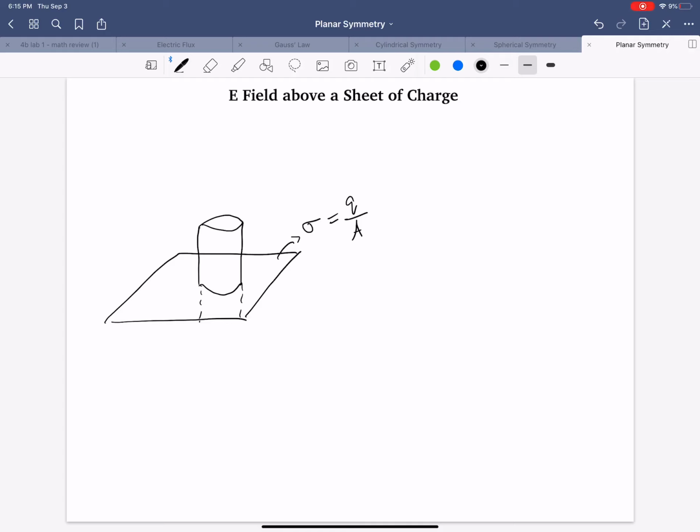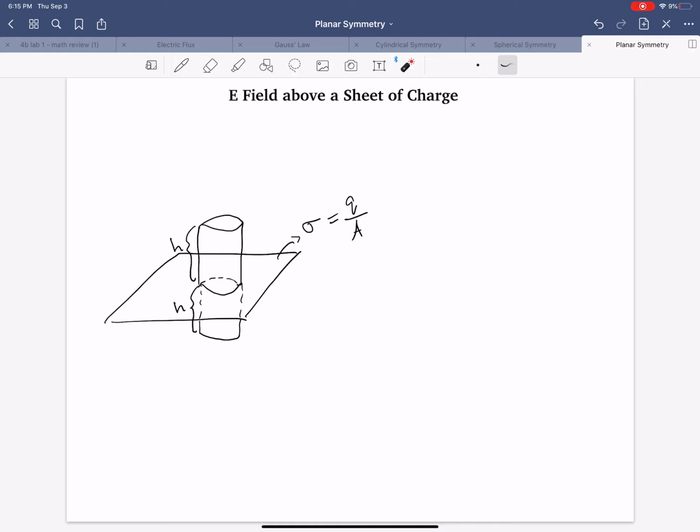Okay? And this cylinder should be the same height above as below. So I'm going to call that H and that H as well. Okay? So again, this is our Gaussian surface. Our Gaussian pillbox is what some textbooks say.